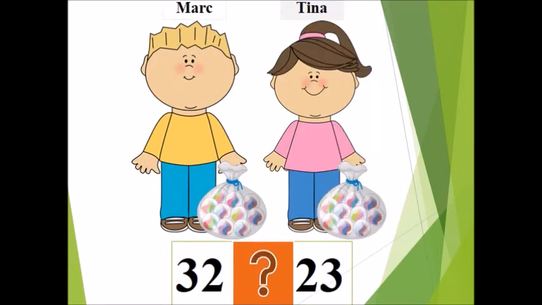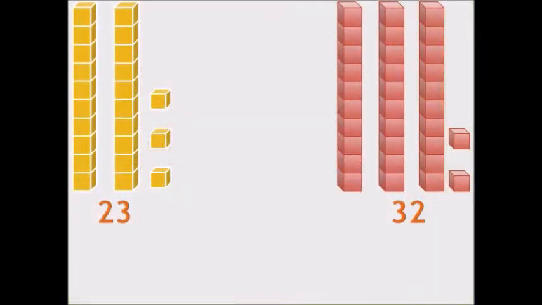Now Tina thinks she has more marbles than Mark. Is she correct? To find out, we have to compare the number of marbles each kid has. Here's a model of 23 and 32. 23 has 2 tens and 3 ones. 32 has 3 tens and 2 ones.